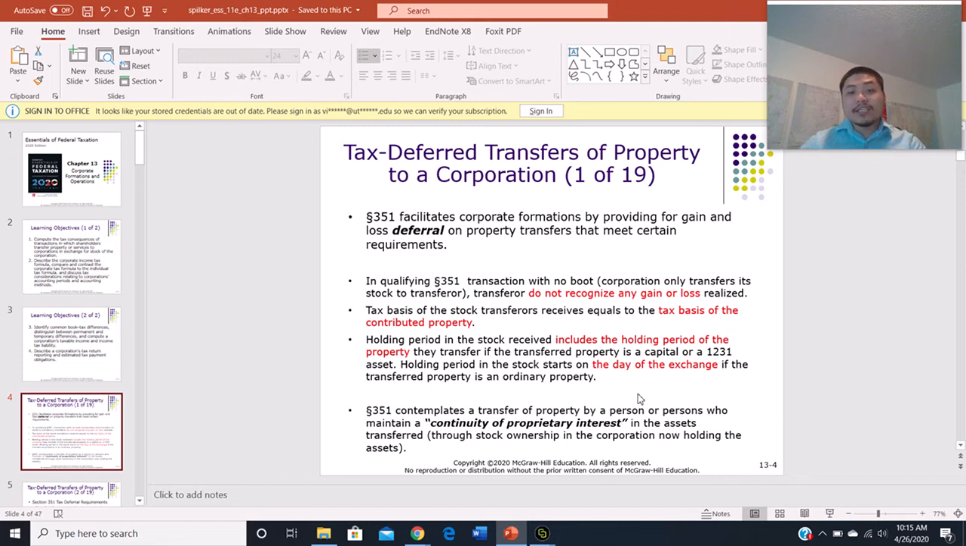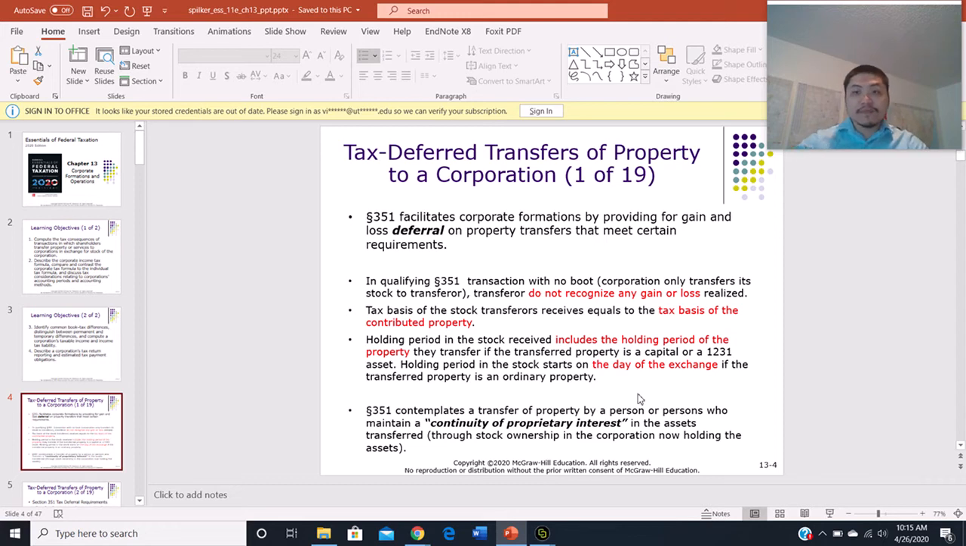Exchanging a piece of property in exchange for a certain amount of shares from the company, right? And then later on we're going to talk about boot, just like kind of change, right? But we're going to talk about that in a few slides. Right now we're talking about a pure exchange, a pure transaction.